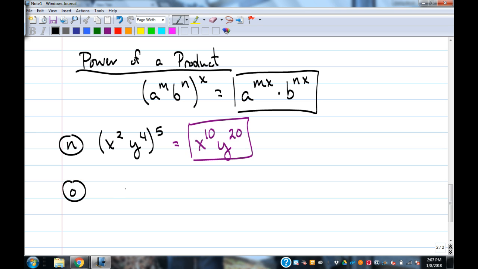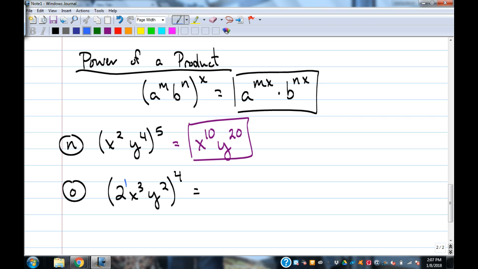If you had more stuff in there, maybe you throw a number in there. 2, x to the 3rd, y to the 2nd, all to the 4th power. What's the exponent on the 2? There's not one there, but it's 1.